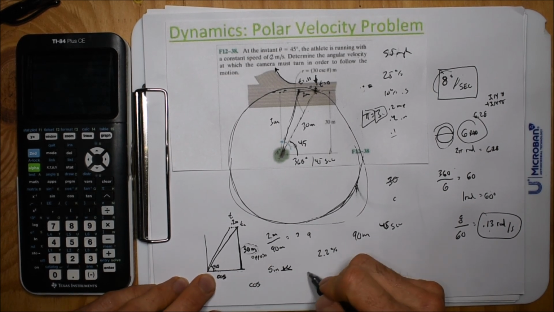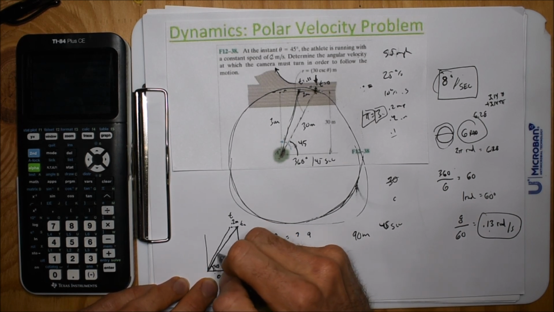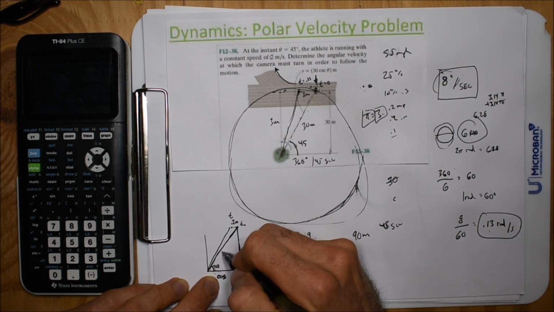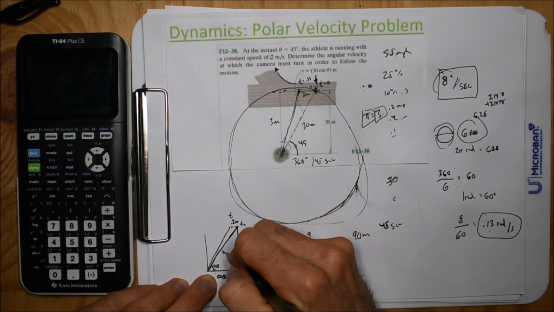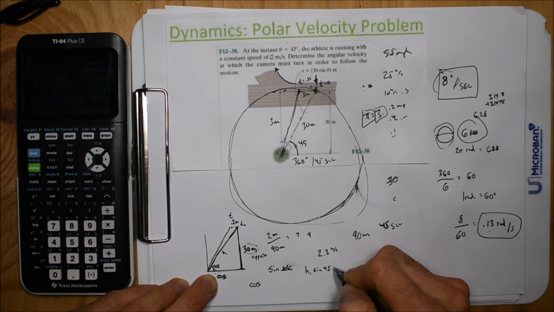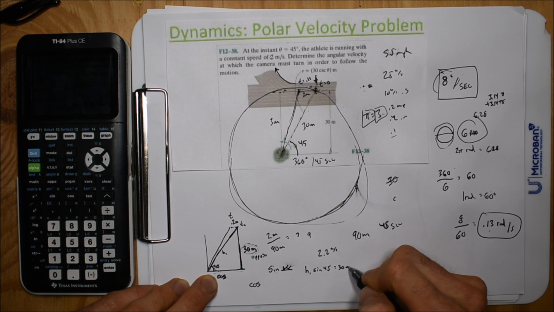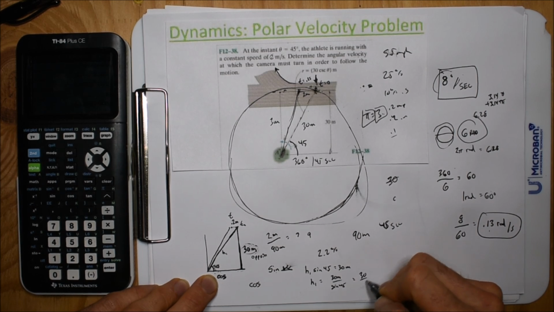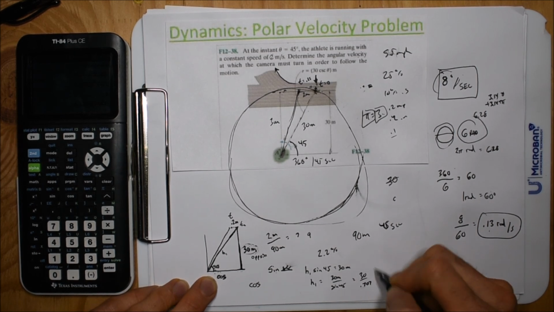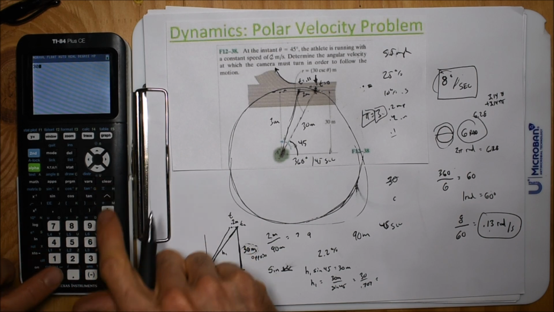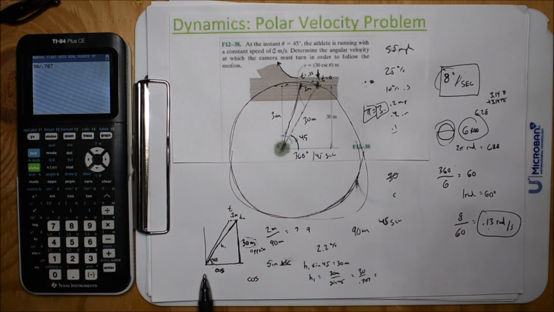But yes, we can find this length, we'll just call it H1. Sine 45 is equal to 30 meters over H1. So H1 is equal to 30 meters divided by sine 45. That's 30 divided by 0.707. You can do this in your head if you know it. Sine 45 is 0.707, so we go 30 divided by 0.707.